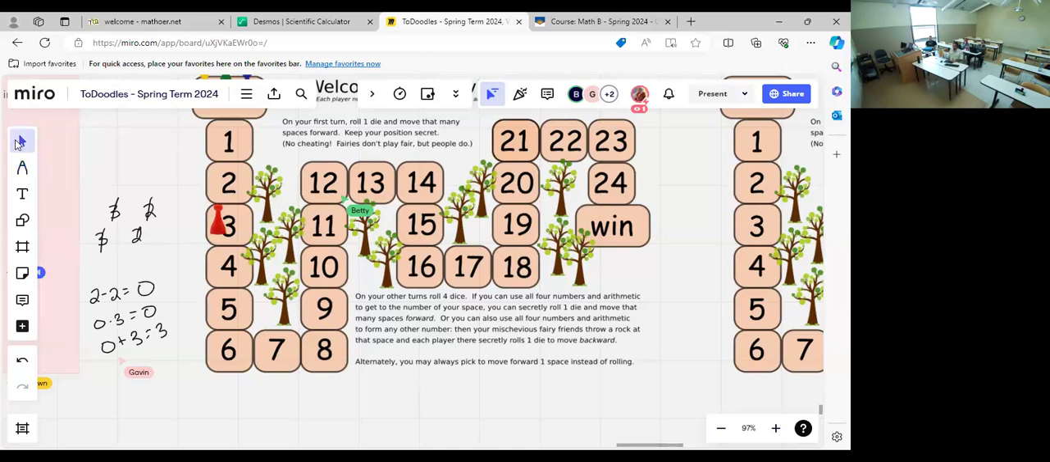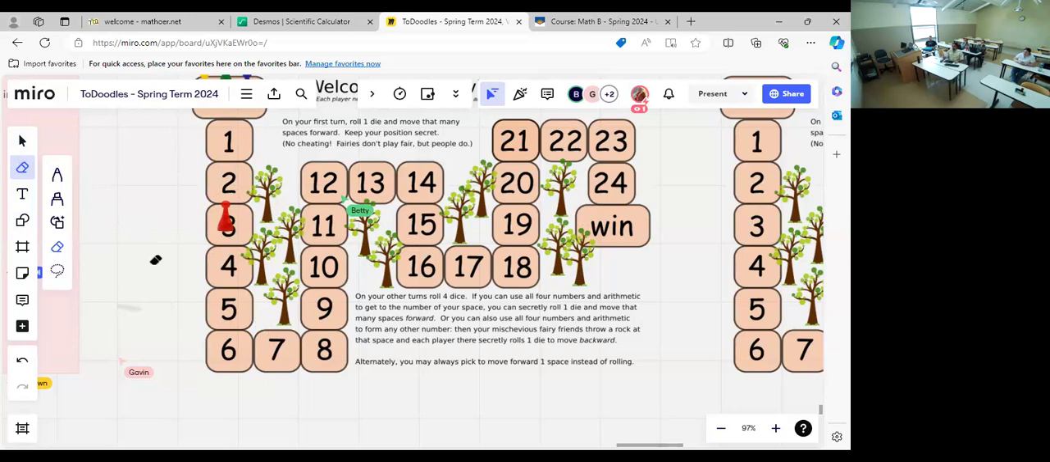So maybe I roll a 4 and I would go 1, 2, 3, 4. If I can't make my number, then I make any other number I want, and my fairy throws a rock at that number. If anyone is there, they have to move backwards. So we can compete a little bit that way. Keep track of where your fairy is, but don't tell us too much.